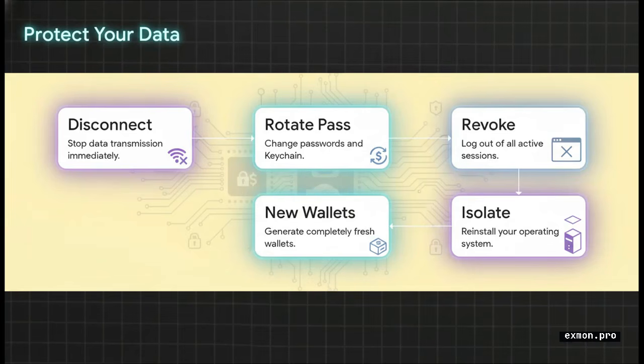So, what happens if you realize you've accidentally run one of these files? You are immediately on the clock. You have to jump on these 5 crucial ways to protect your personal data. 1. Disconnect from the network right now to kill data transmission. 2. Rotate all passwords. 3. Actively revoke all your browser and Telegram sessions. 4. Isolate the machine and completely reinstall the OS. And 5. Generate entirely fresh crypto wallets.